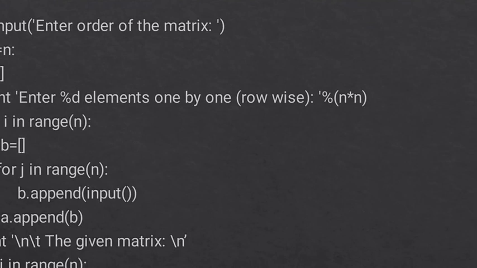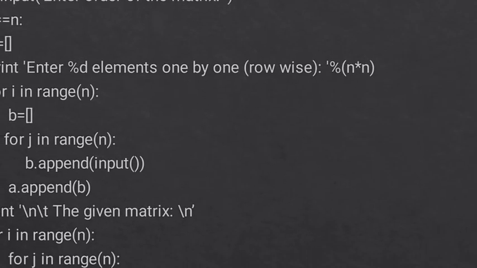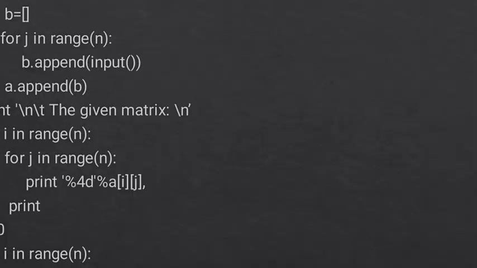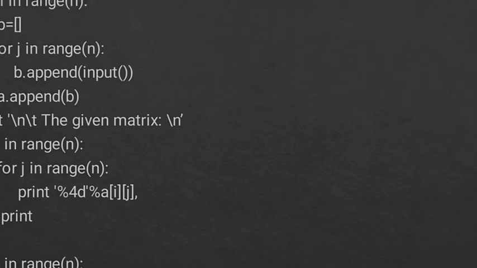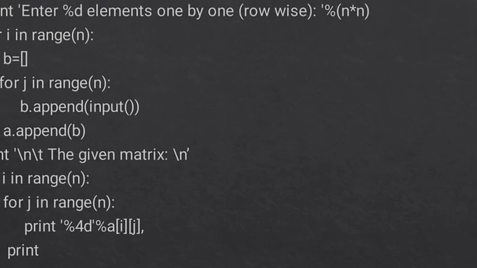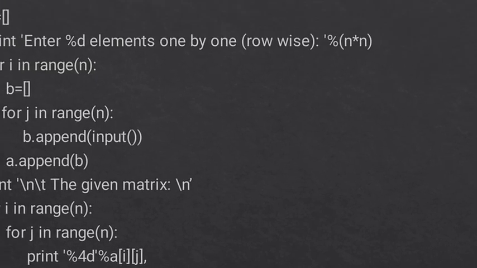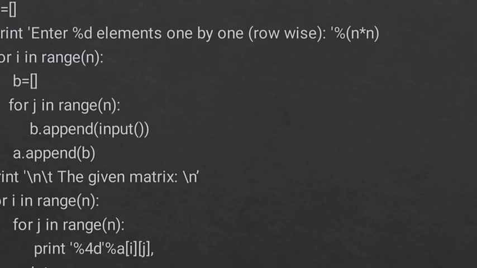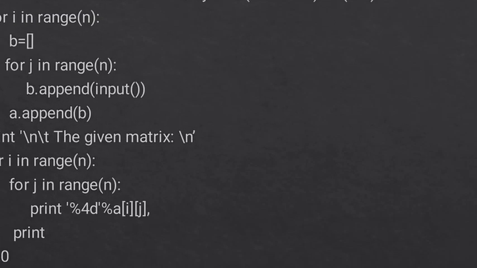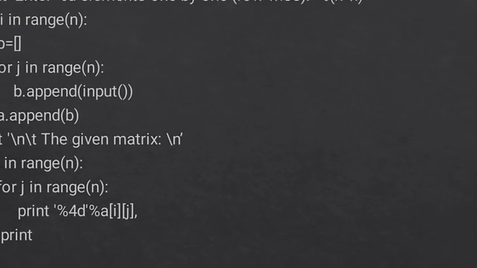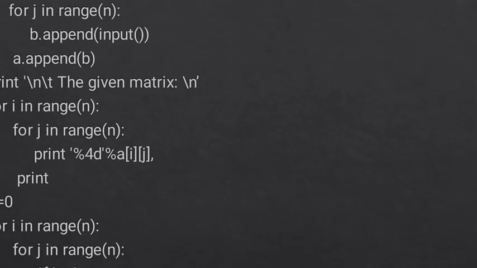Okay, so for i in range n, the n is the order of the matrix we have. Here we are typing in the number of rows and columns. For j in range n, which is nothing but the elements of the row. So a dot append input appends the elements which we have typed in to the null list. So the matrix is then formed in these steps, for i in range n, for j in range n.